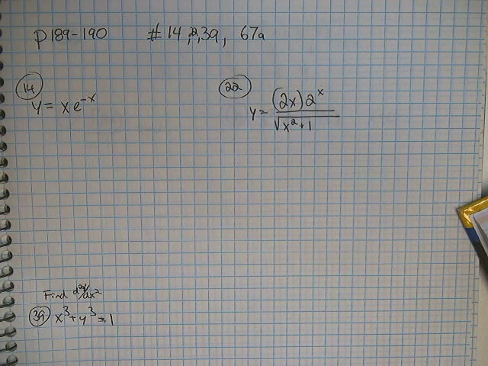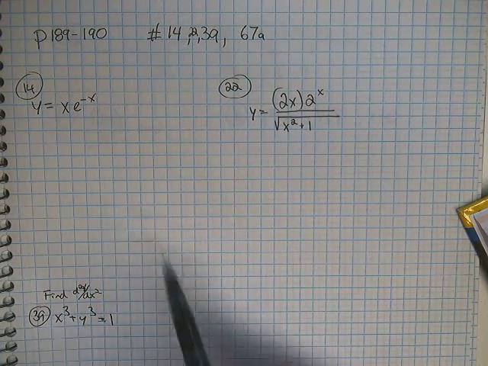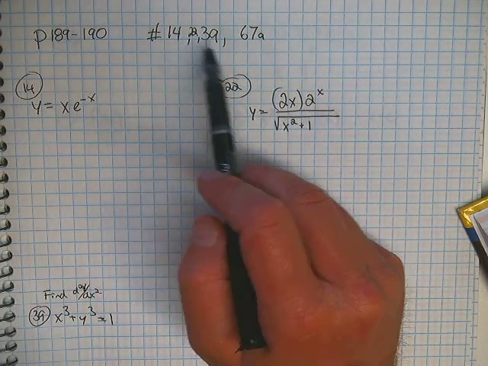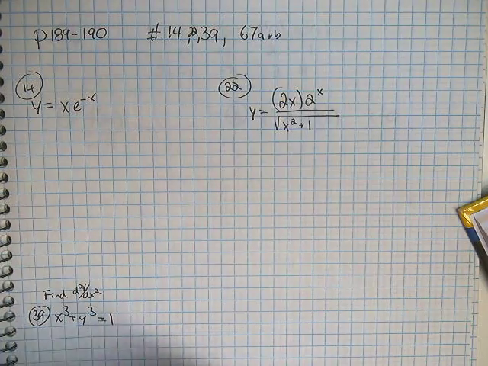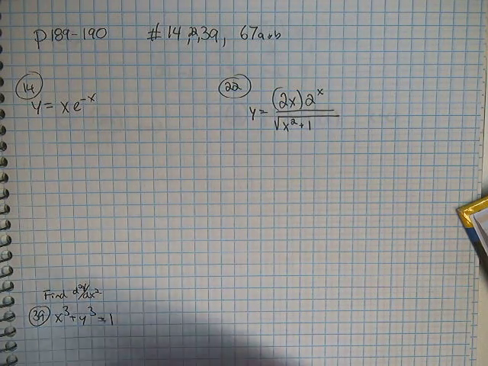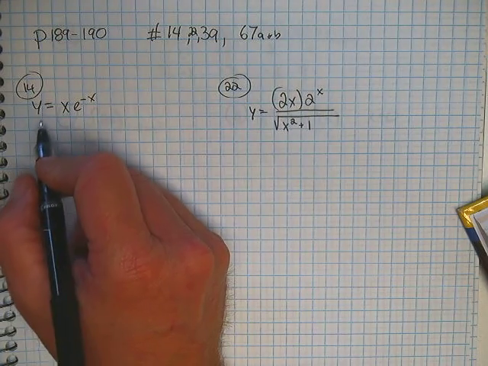We are doing the chapter 4 review for our test that's coming up in a couple days. So I picked 4 problems: 14, 22, 39, 67A and B. Obviously, if you have more questions, let me know and I can help you out. So let's start with number 14.